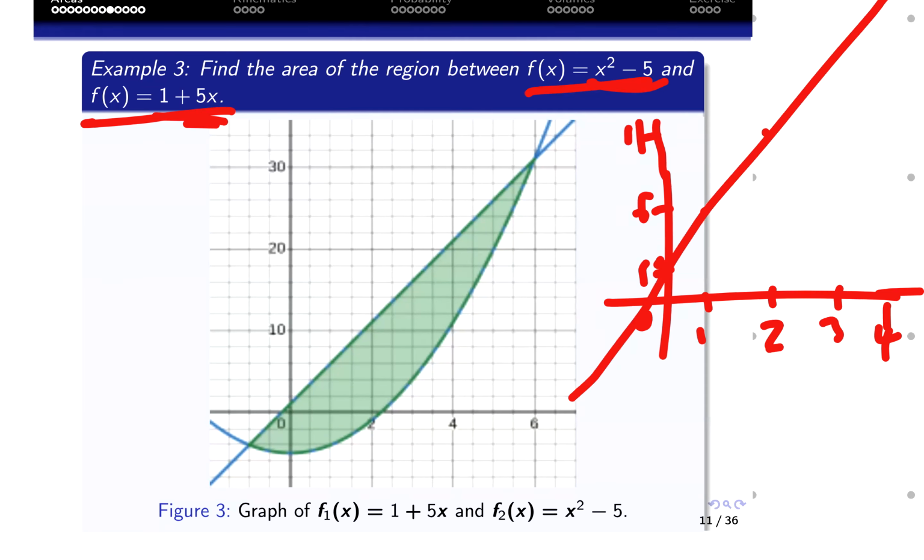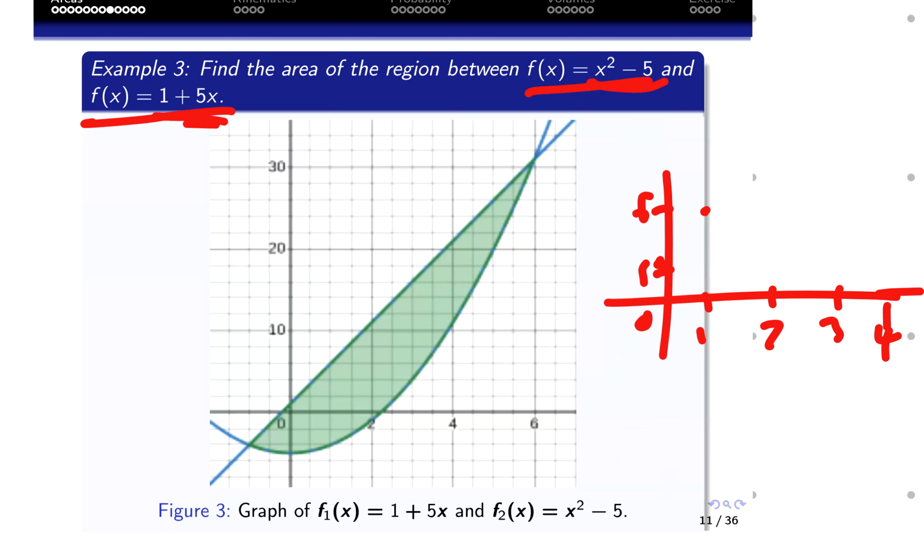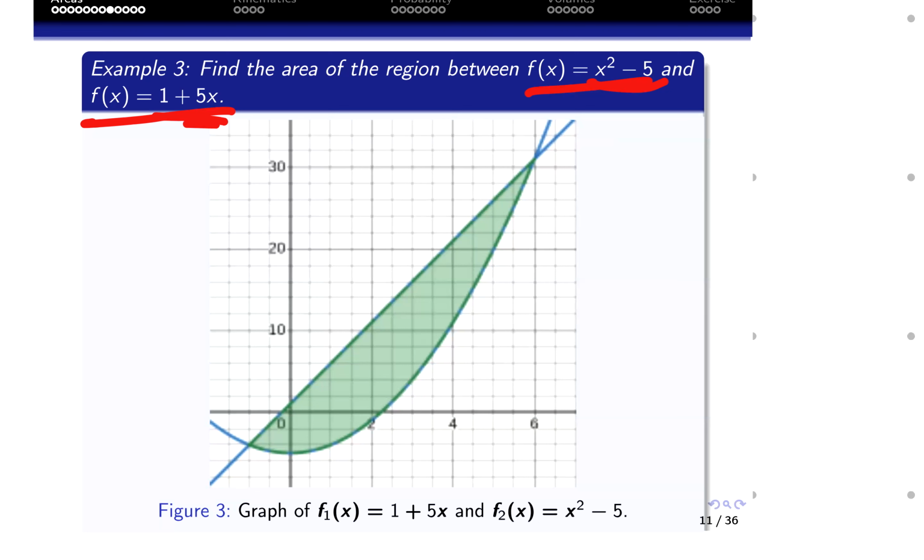And then for x squared minus 5, you know that at x equals 0, the x squared will be 0, and you have minus 5 left. So you have minus 5 here. And of course, you already see that that's a parabola, so it's going to be something like this. These two have points of intersection here. We have not been given the points of intersection, but we can get them by equating the functions and solving. From here, you see that the straight line is above the curve.